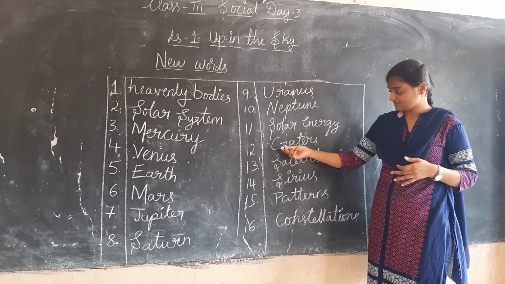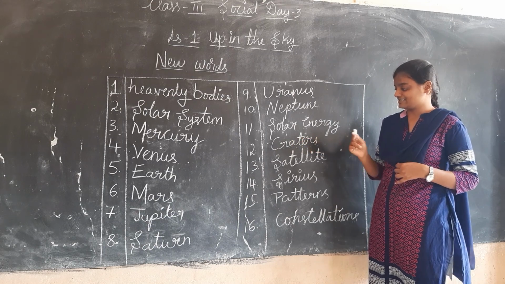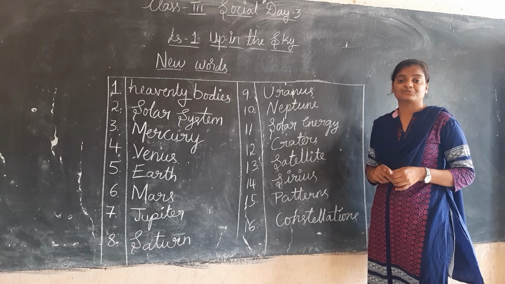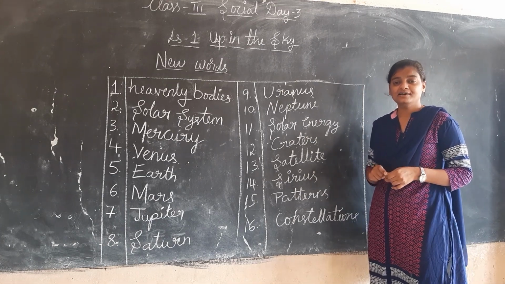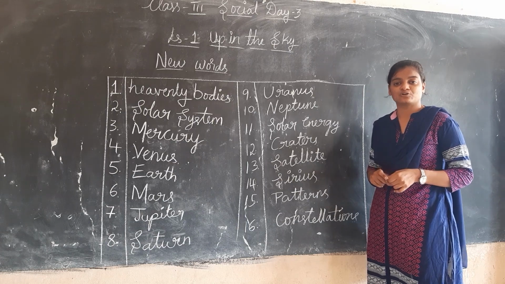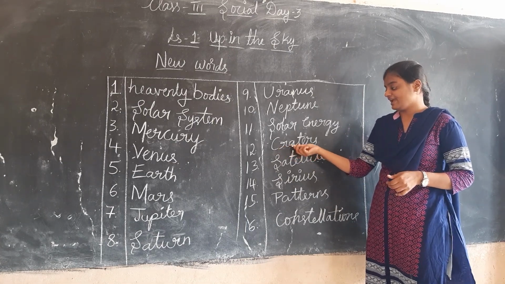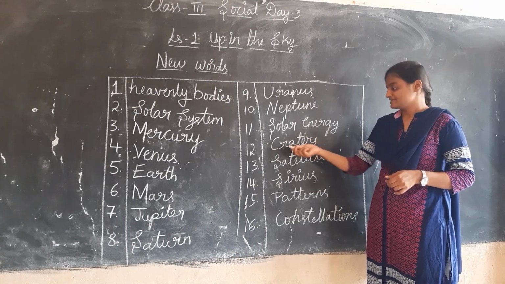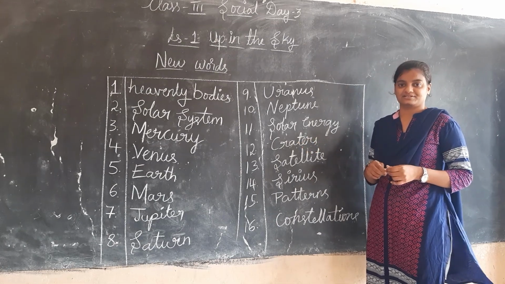Next, craters. C-R-A-T-E-R-S, craters. What are craters, children? The moon's surface has big holes. Those holes are called craters. C-R-A-T-E-R-S, craters.